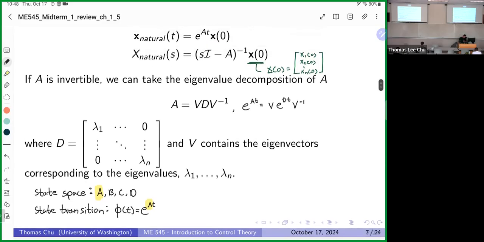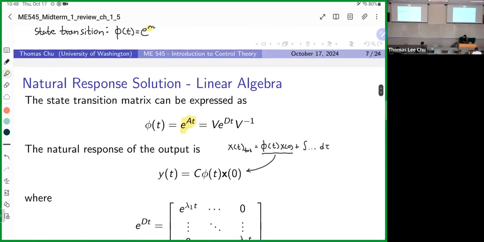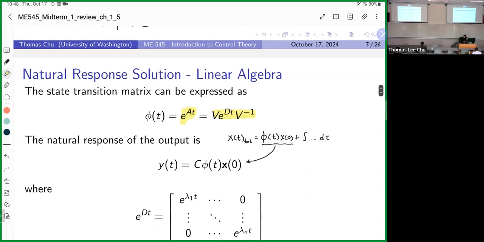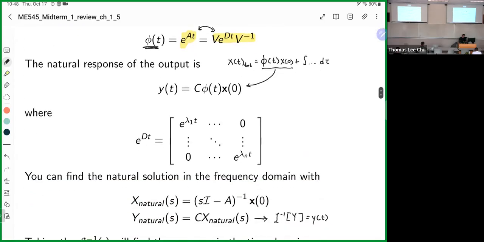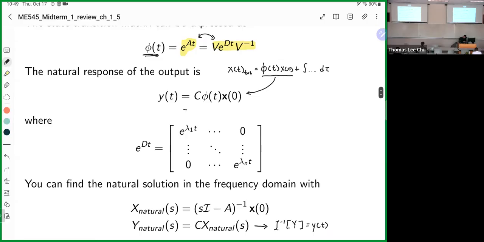Mainly the most important thing from this whole slide is this relationship. These two highlighted points show that e to the At can be decomposed like that, and that's the most important aspect of it. They just use this definition to shorten the notation so you don't have to write out e to the At every time. I don't know why, but I'm just following the book definition. So this is just going to be e to the At multiplied by x naught.